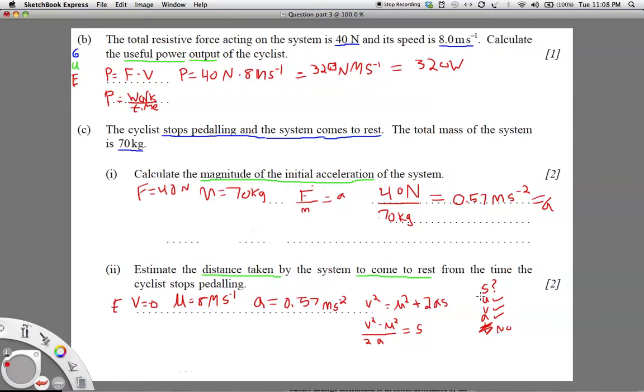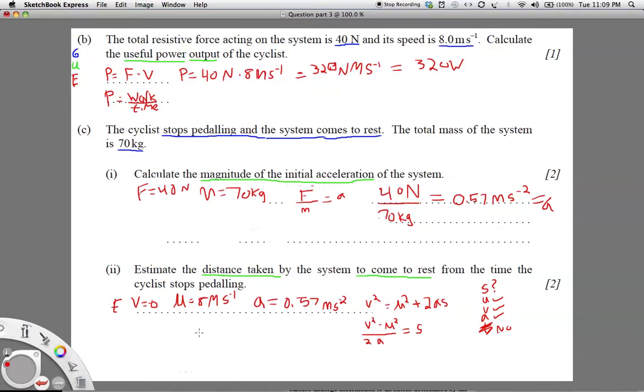I need to find a SUVAT equation that contains S. I have u, 8 meters per second. I have my final velocity, it comes to rest. I have my a, 0.57 meters per second squared. I don't have t. So the equation I can use is v squared equals u squared plus 2as. If you don't believe me, look in your formula packet. Use this method to figure out which equation you need. I manipulated this equation ahead of time to save time on the video: v squared minus u squared divided by 2a equals s.